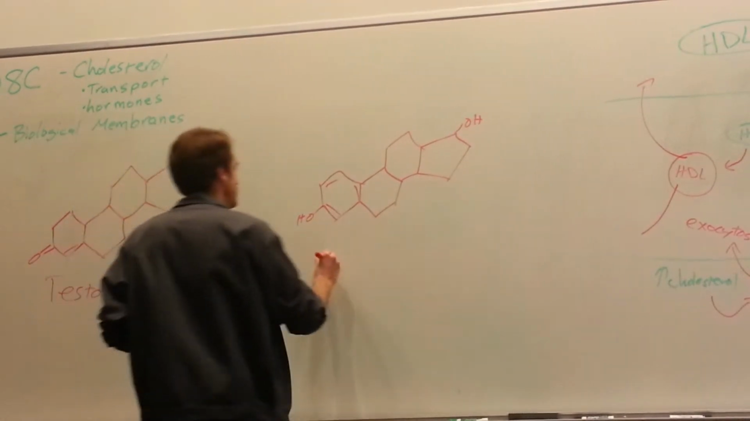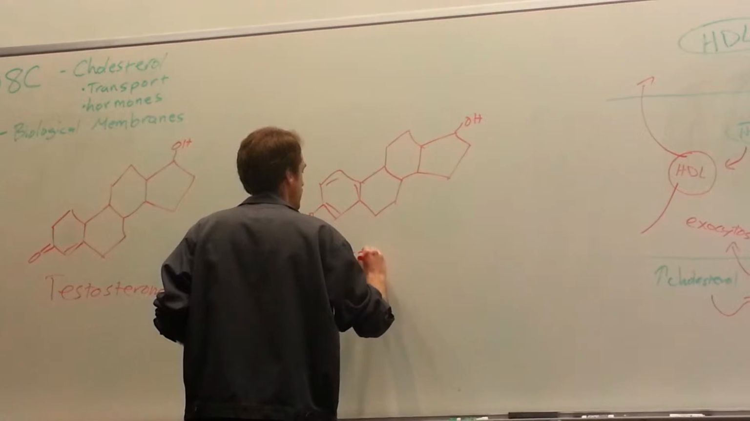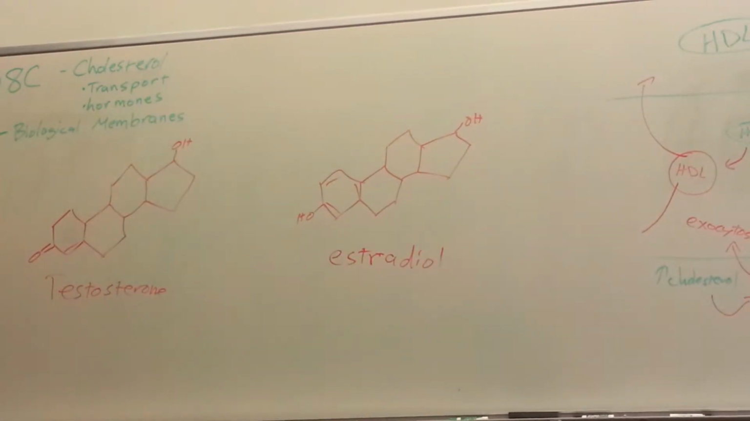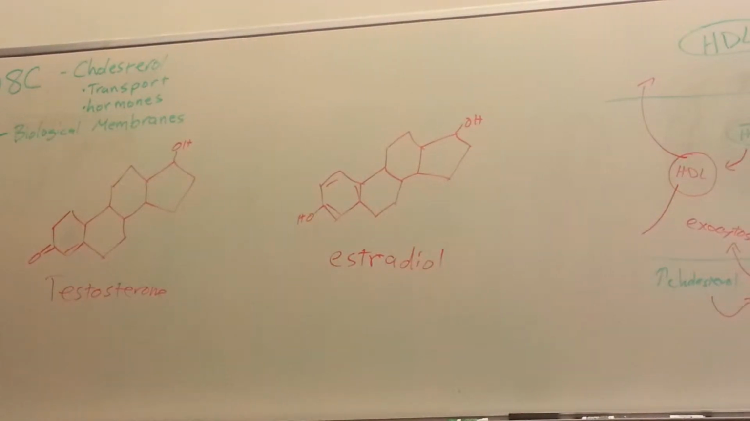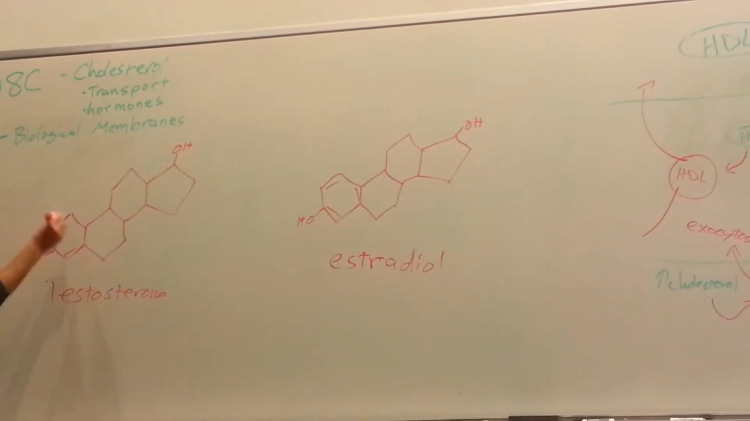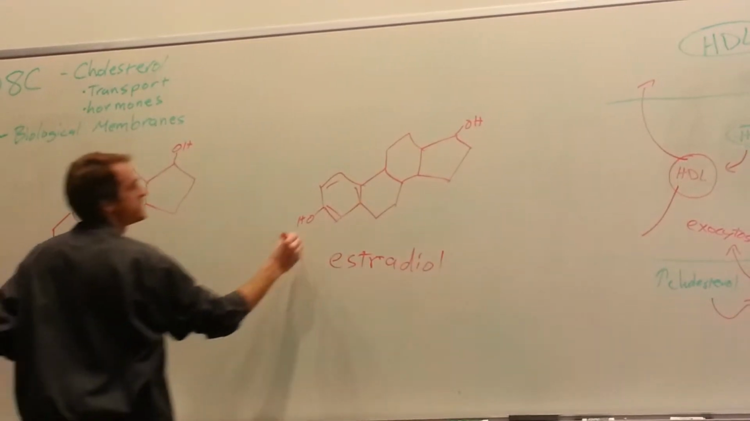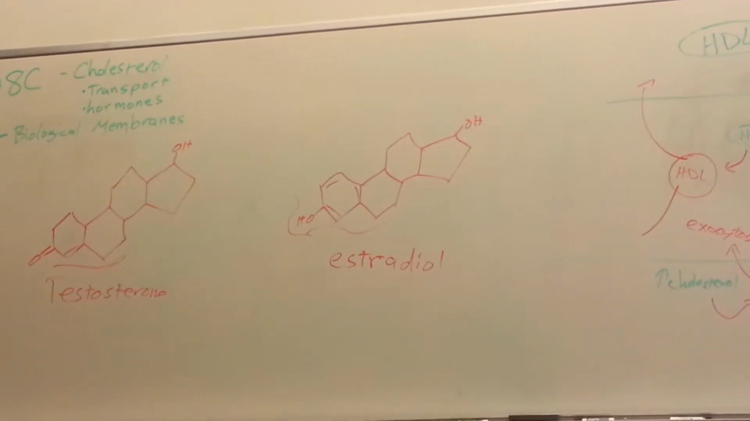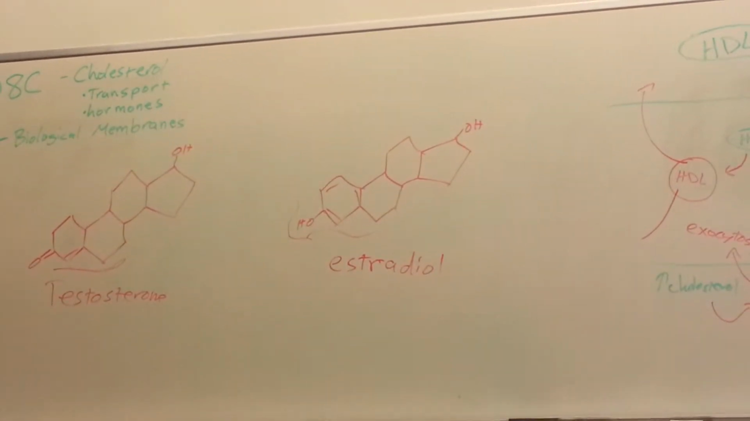This is estradiol. They don't look all that different. The receptors that bind these things, the testosterone receptor binds around here-ish, estradiol receptor binds around here-ish. Not much chemical difference between the two. Huge differences, right? All because at some point in development, I started making testosterone.